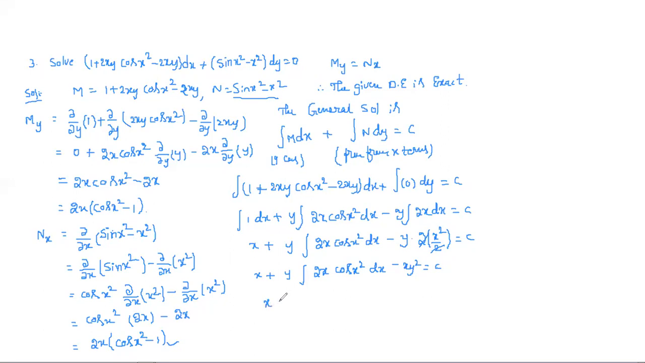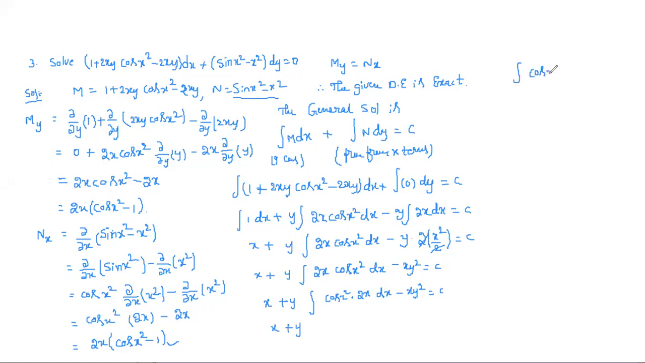So (x plus y) into, so this is simply we can write integral cos x square into 2x dx, and this is already we completed, minus xy square is equal to c, and then (x plus y) into, so this is simply what we can write. So we can solve separately, or you can calculate it that way. Here we have a direct formula, or simply you can calculate this separately.